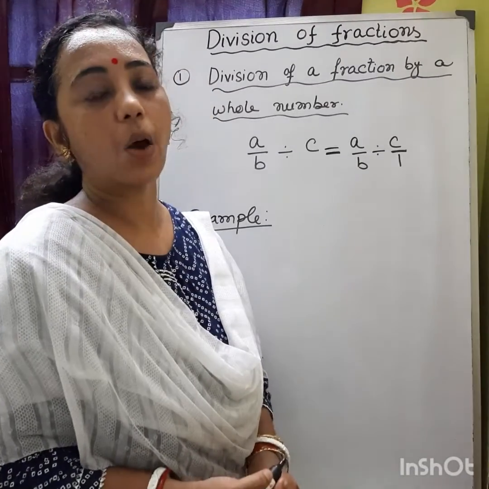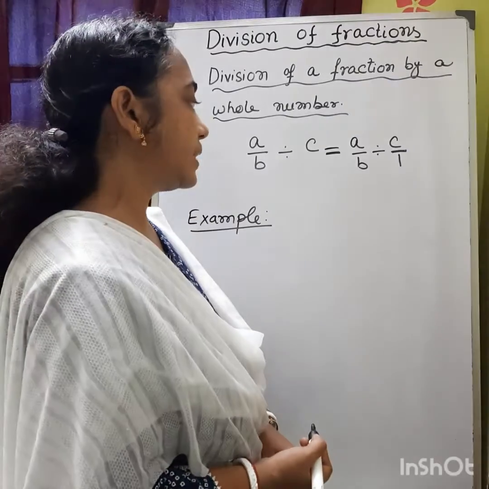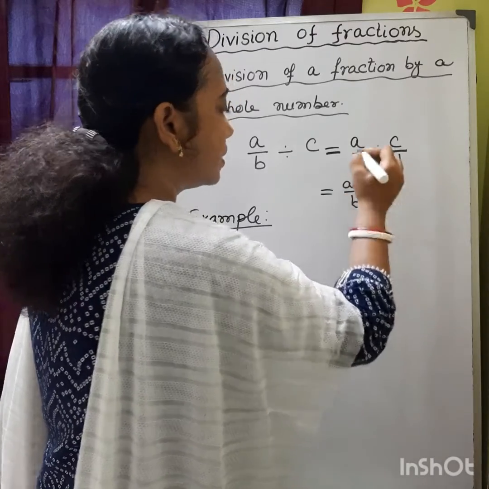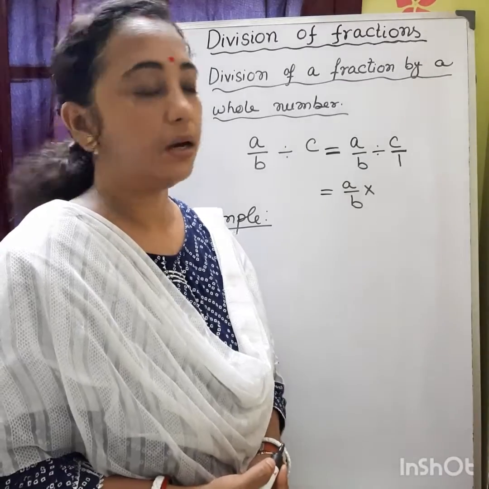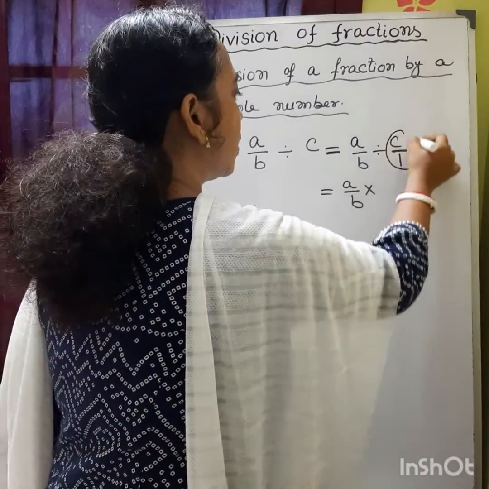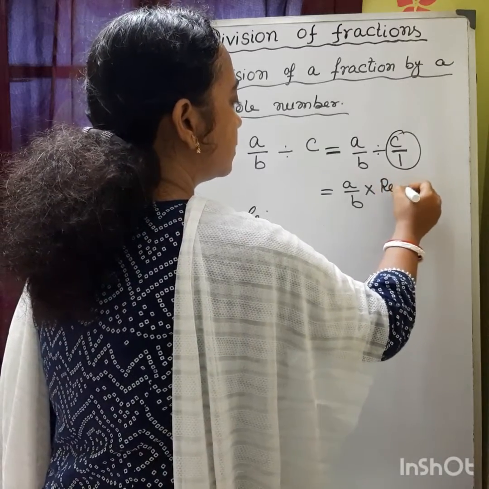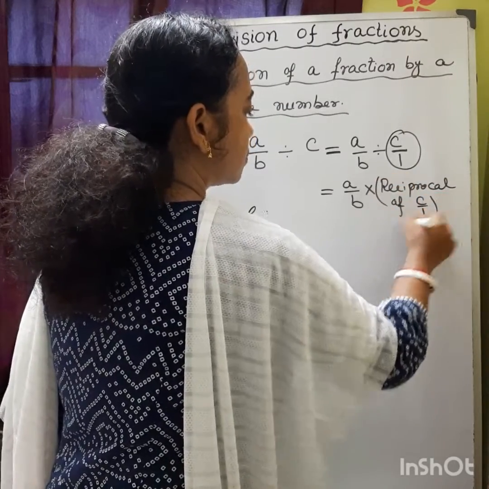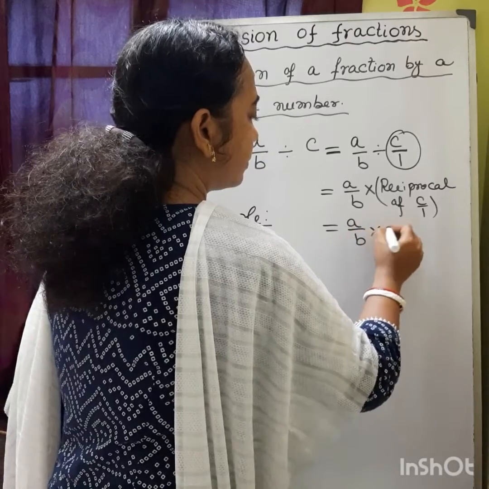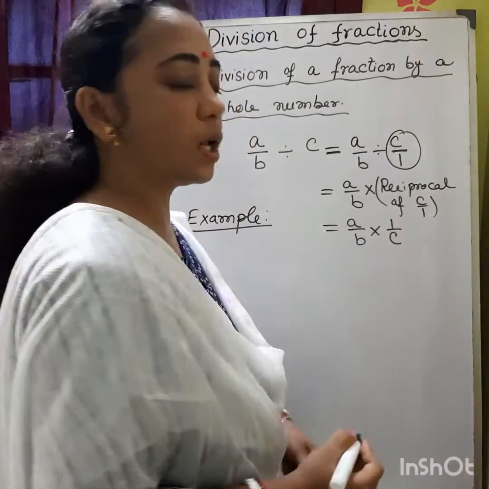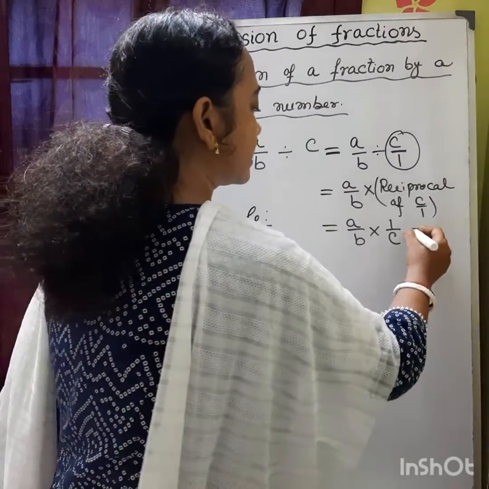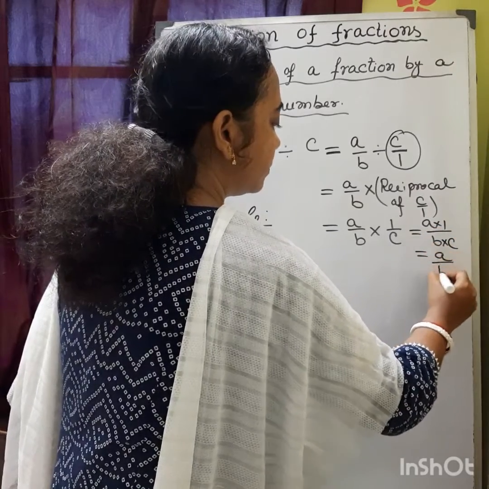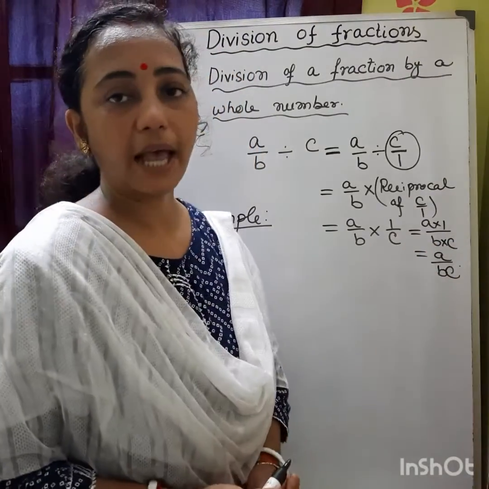Now we will follow the rule of how to divide a fraction by another fraction. In that case we write the dividend first, that is a by b. Then we put the sign of multiplication. Then we write the reciprocal of the divisor, that is c by 1. So that is equal to a by b multiplied by 1 by c, because the reciprocal of c by 1 is 1 by c. Now this is equal to a into 1 by b into c, that means a by bc. So we get the result as a by bc.